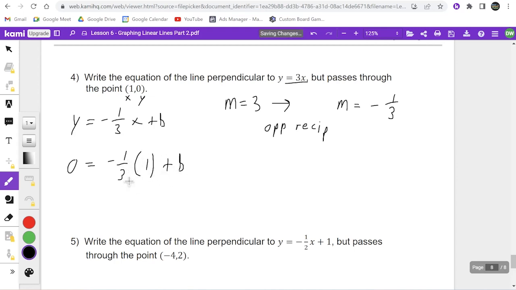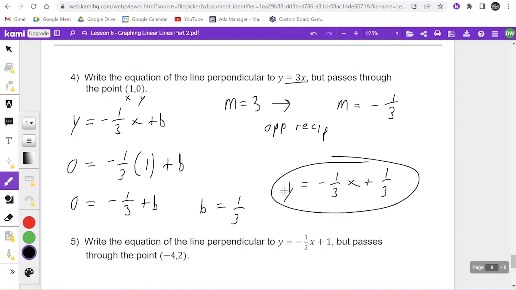Remember, anything times 1 is the same thing. So in other words, 0 equals negative 1/3 plus b. Add 1/3 to both sides. Looks like b equals positive 1/3. So we have everything I need to write the equation of the line. It's y equals negative 1/3 x plus 1/3. And there we go. Any questions on that one?